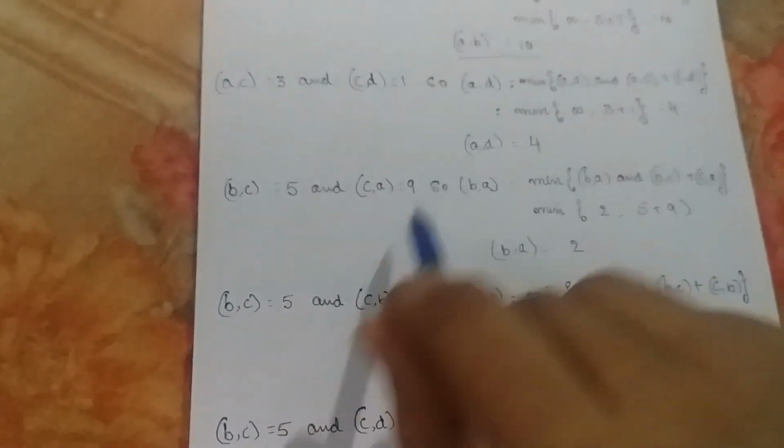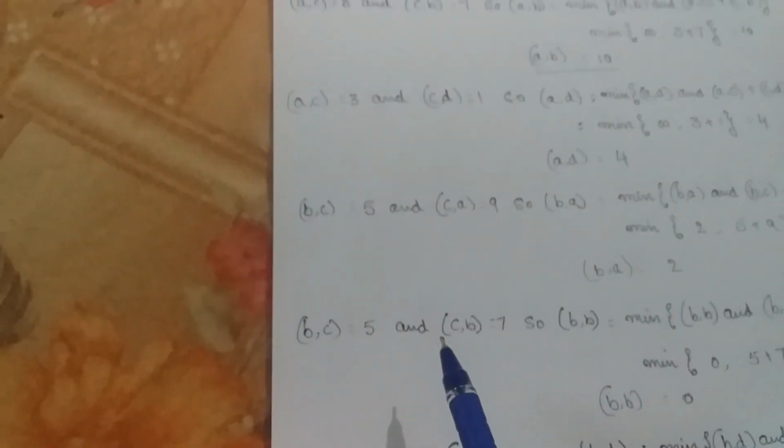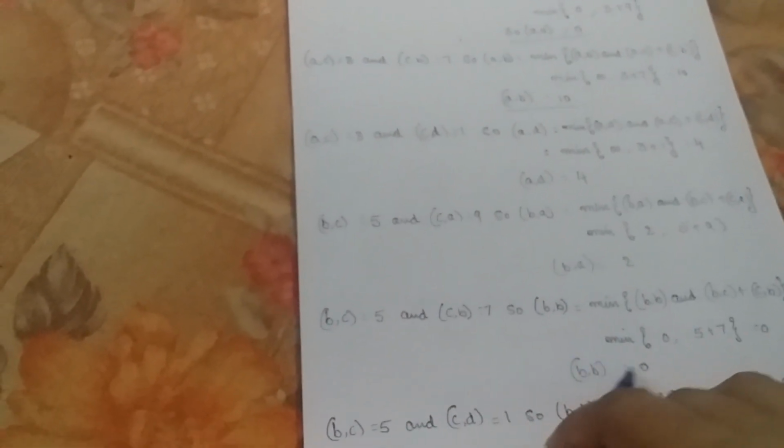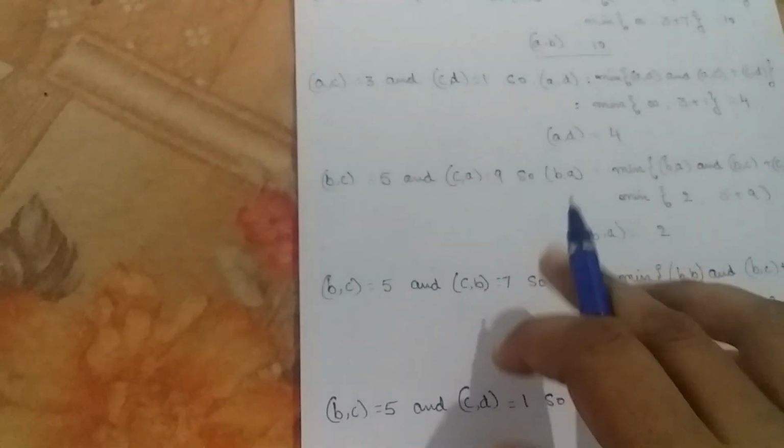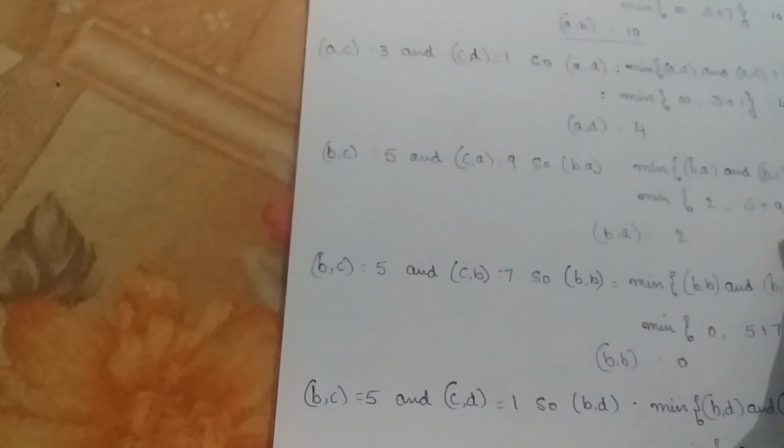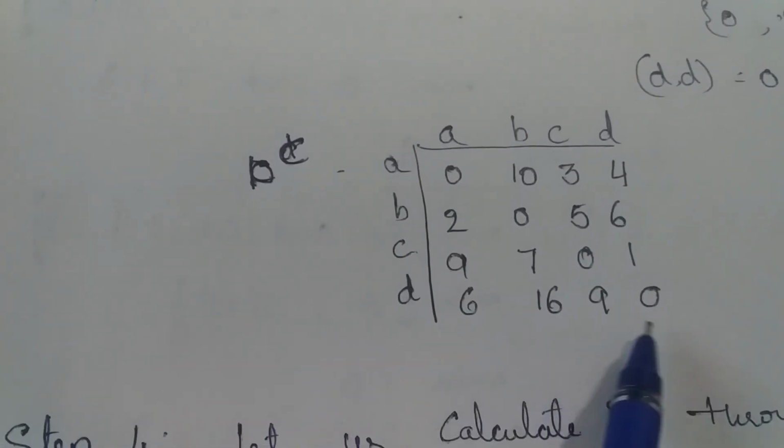Now similarly we have the path B comma C is equal to 5 and C comma B is equal to 7. By applying transitive closure we will get B comma B, and the minimum will be equal to 0. In the same way we have to find all the paths which are going through vertex C. After finding all the paths, this will be the cost adjacency matrix for vertex C. So we can update the cost adjacency matrix.